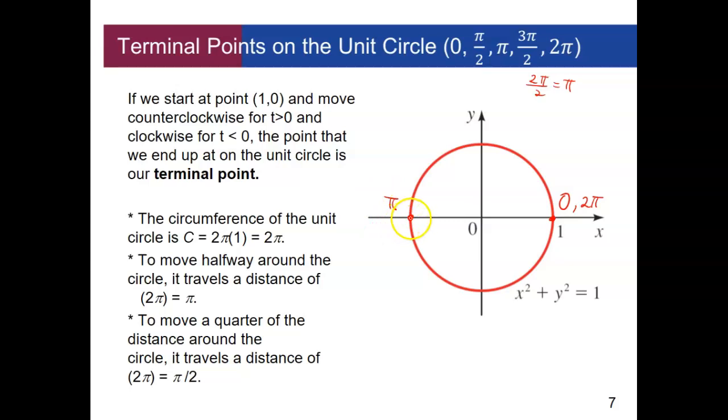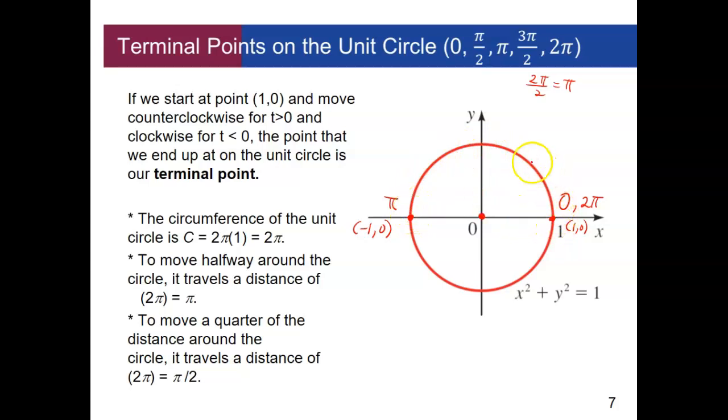The coordinates of this point, since this is the origin (0, 0), would be (-1, 0). So I would go -1 and then 0 for that. This one, the coordinates would be (1, 0). Okay, so halfway around the circle is pi.